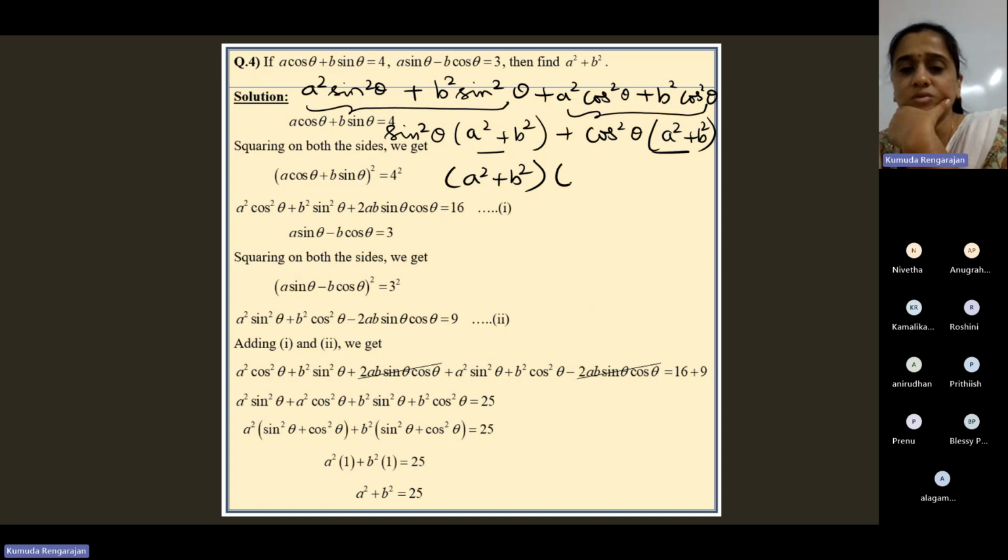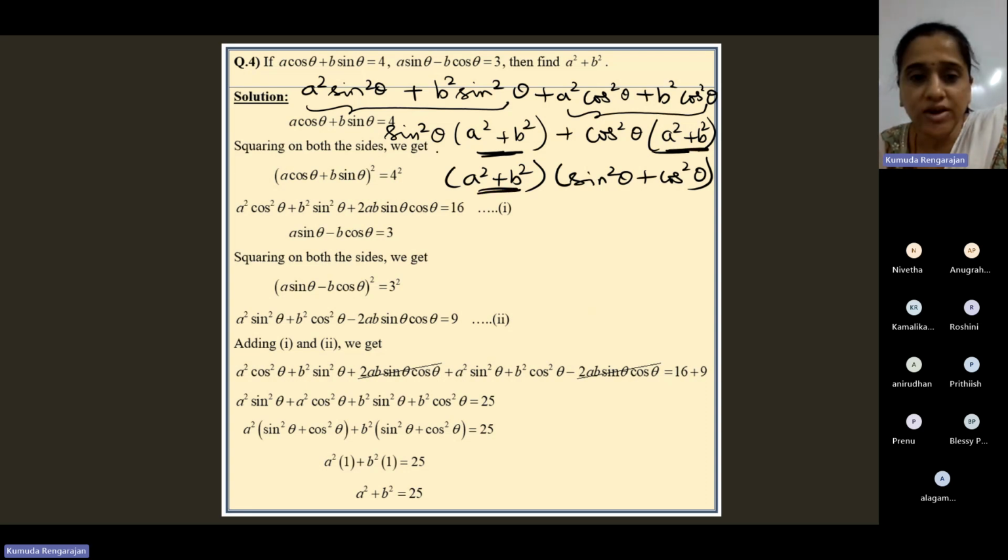Sine square theta plus cos square theta. Sine square theta plus cos square theta, because this is common. A square plus b square is common. Should write it out once. Then you should write these two in the other bracket: sine square theta plus cos square theta. That's how we factorize by grouping. Write this one once, and these terms, sine square theta plus cos square theta, in the other bracket.